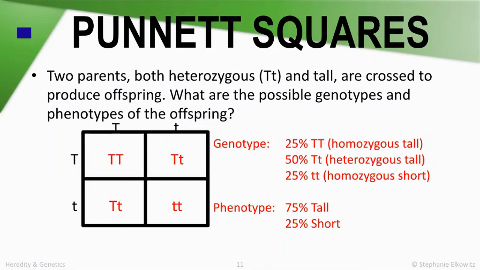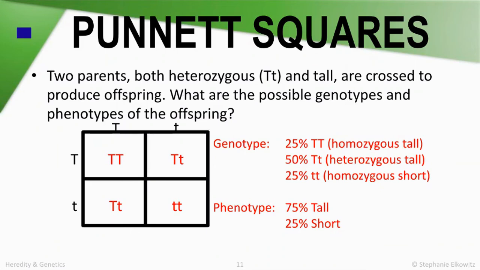So the first box is going to be big T, big T. The next box over, that top right, is going to be big T, little t. The next box, that bottom left, is big T, little t. And lastly, that bottom right box is little t, little t.